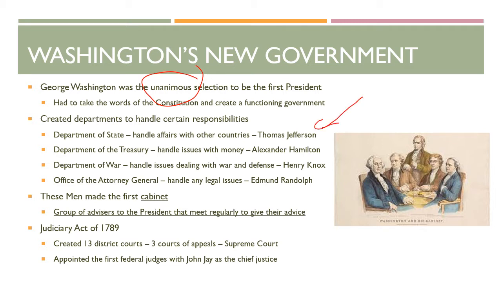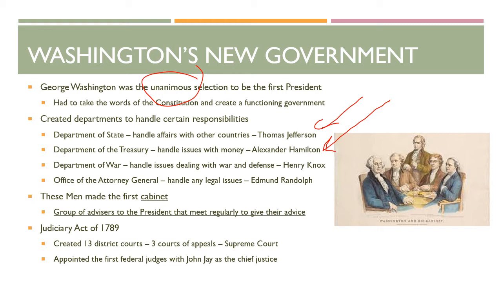Okay. The Department of Treasury handled anything to do with money, and so this was all about making money for the government as well as managing the money so that people could be happy. And this was Alexander Hamilton that was put in charge of that. He was the Secretary of Treasury. And then the Department of War was just handling anything that dealt with going to war or defending the country. And that was General Henry Knox that was put in charge of that, longtime general and friend of George Washington.